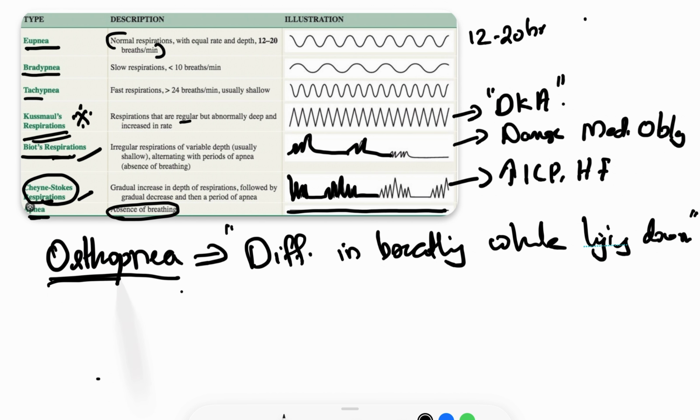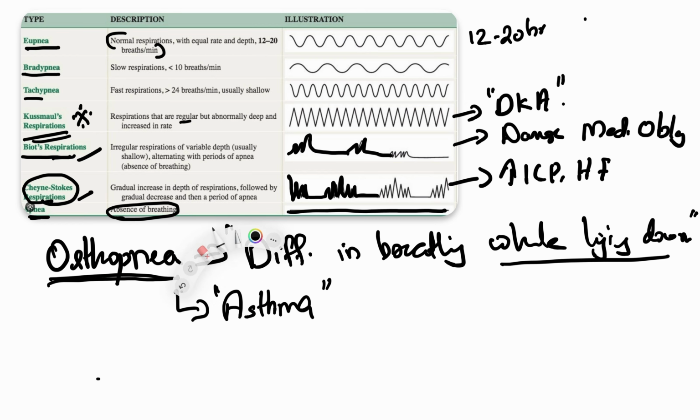Remember, orthopnea is a disease condition where the patient has difficulty in breathing while lying down. When the patient sleeps or lies down, the patient might not be able to take a proper breath. This is called orthopnea, and orthopnea is seen in asthma. If you have seen an asthma patient who is lying down and struggling to take a breath, that is orthopnea. The patient has orthopnea in that condition. Okay, so that is orthopnea and platypnea.